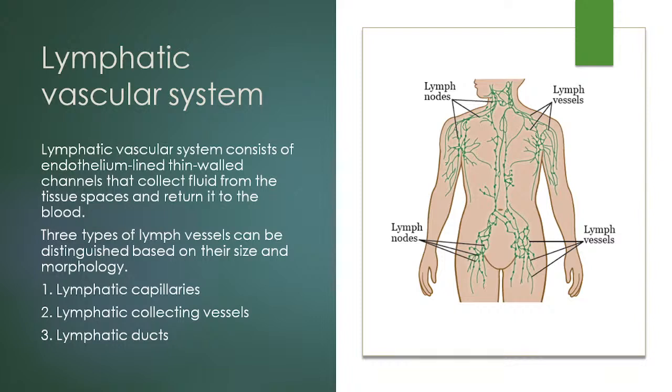Lymphatic ducts contain one or two layers of smooth muscle cells in their wall. They also form valves.